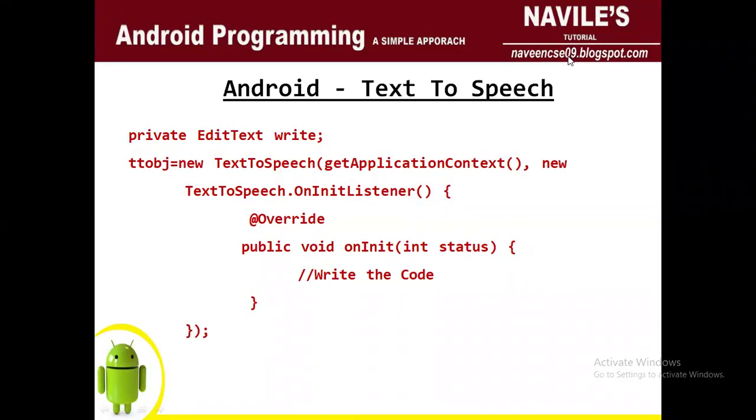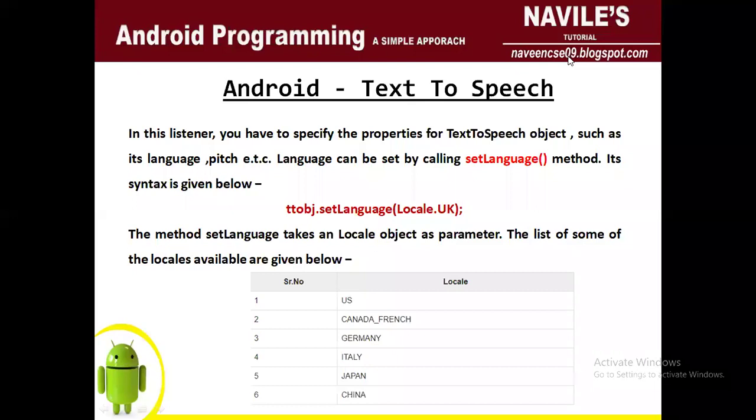The TextToSpeech object is instantiated with an application context and an OnInitListener, which has an overridden method onInit. We write the code or logic to convert text to speech over here. In this listener, you have to specify the properties for the text to speech object, such as its language, pitch, etc.